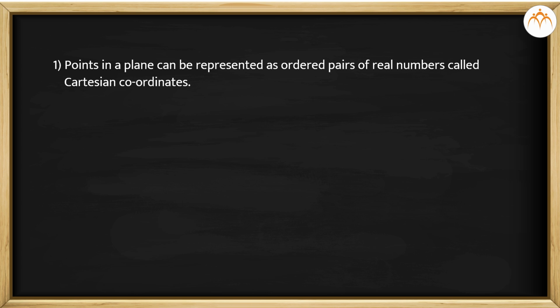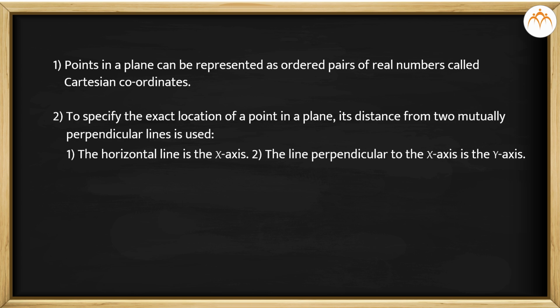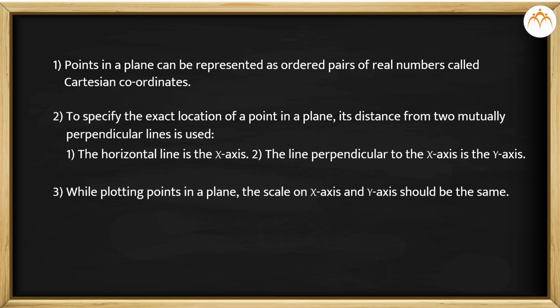What did we learn? Points in a plane can be represented as ordered pairs of real numbers called Cartesian coordinates. To specify the exact location of a point in a plane, its distance from two mutually perpendicular lines is used. The horizontal line is the x-axis. The line perpendicular to the x-axis is the y-axis. While plotting points in a plane, the scale on x-axis and y-axis should be the same.